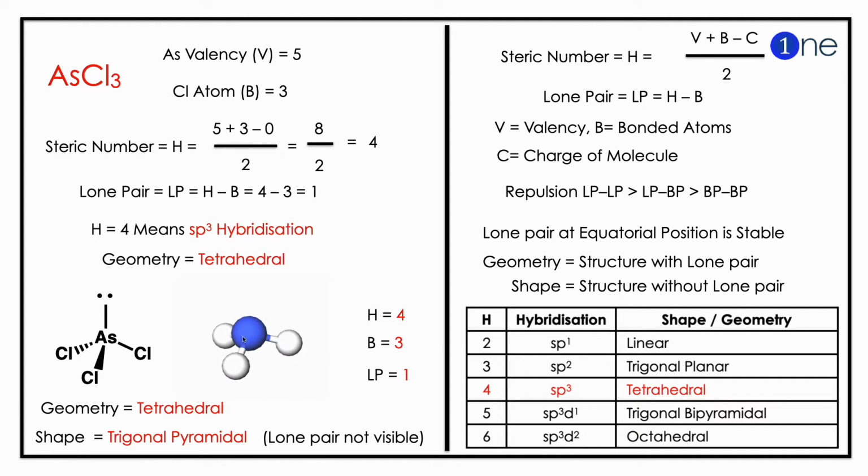4 means tetrahedral geometry, with one lone pair it becomes trigonal pyramidal. So the geometry is tetrahedral, shape is trigonal pyramidal because the lone pair is not visible. So the shape of osmium trichloride is trigonal pyramidal.